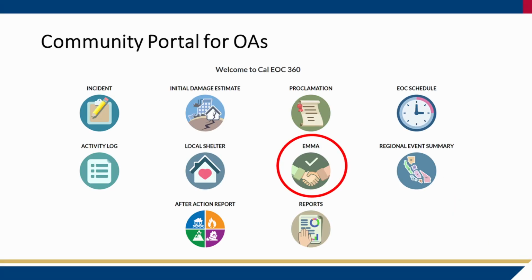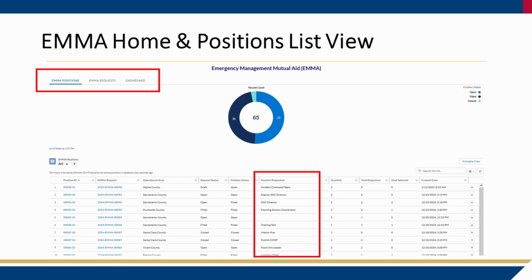From the Cal EOC 360 homepage, the EMMA icon takes you to 3 EMMA dashboards for positions, requests, and an overview. The first dashboard is a list view of EMMA positions. The big colorful circle shows how many EMMA positions are being requested right now. It's a placeholder for a display that might be more helpful to you.